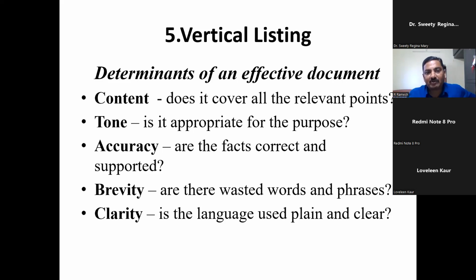Determinants of an effective document. One is content. Does it cover all the relevant points? Tone. Is it appropriate for the purpose? Accuracy. Are the facts correct and supported? Brevity. Are there wasted words and phrases? Clarity. Is the language plain, clear? So I am giving this in vertical listing.